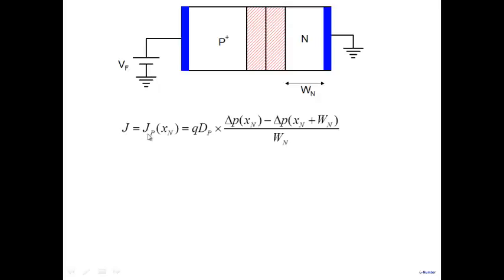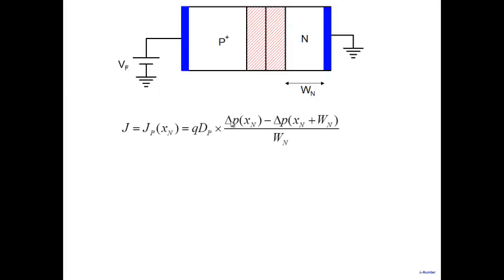J approximately equal to Jp at xn. Xn is this edge here. Jp at xn is q Dp, diffusion current, times delta p at xn minus delta p at xn plus Wn, divided by Wn. Wn is the width of the neutral region here. Is that expression okay? Diffusion current is q Dp dp by dx.